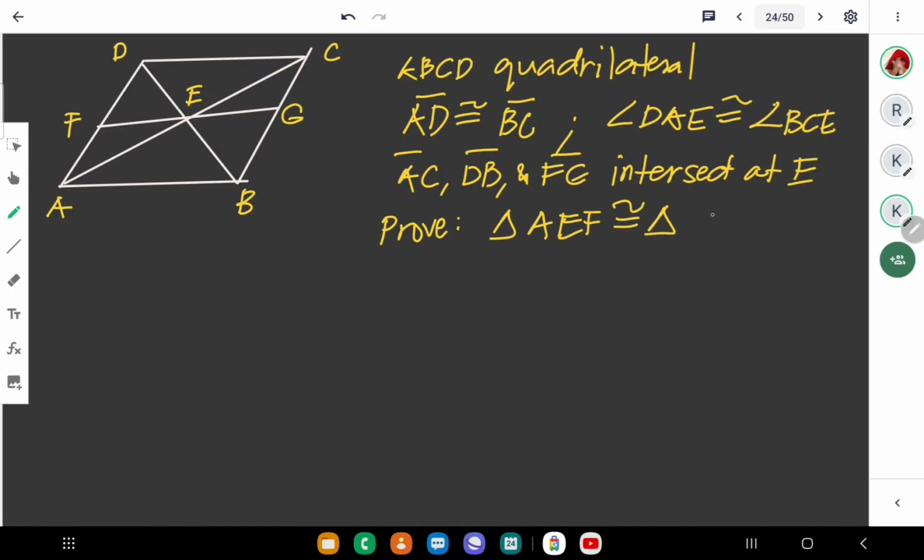Triangle AEF is congruent to triangle CEG. Am I right? A, EF, and CEG. Okay, so let's say DBC, DAE, BCE. Okay, let's prove that. So what will be the first statement we're going to write here?